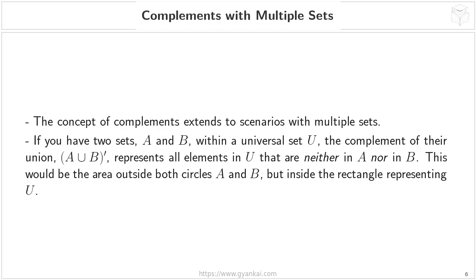Let's say we have two sets, we'll call them A and B, both existing within our universal set U, remember. That's our big rectangle containing everything we're considering. Now, what if we want to find the complement of the union of A and B?